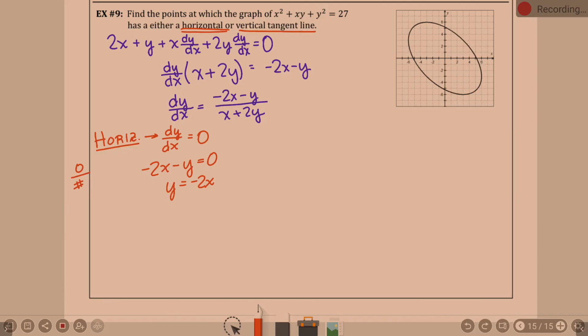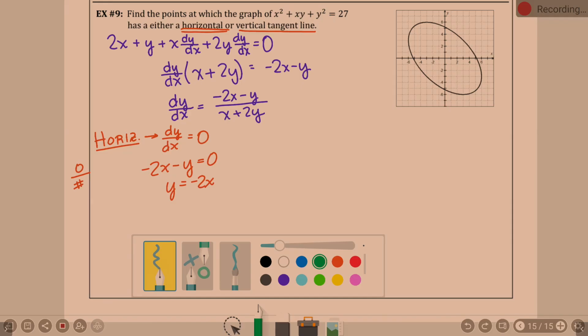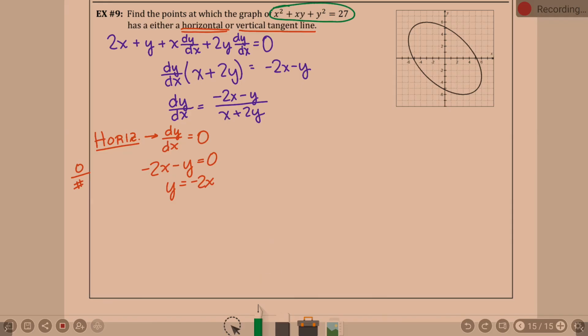Okay, so horizontal tangent lines are going to happen when y equals negative 2x. What we're going to do is grab our original equation. Every place we see a y, we can replace it with negative 2x. Then we're going to have an equation that just has x's in it. So I'm going to take x squared plus x times, what am I putting in for y? Negative 2x, plus y squared. Again, what am I putting in for y? Negative 2x.